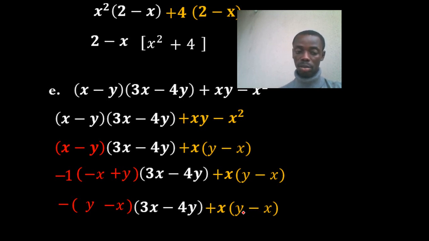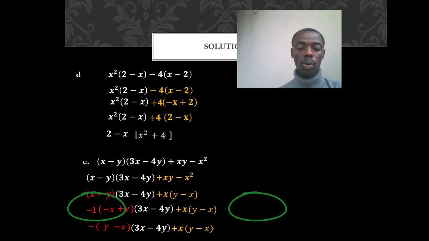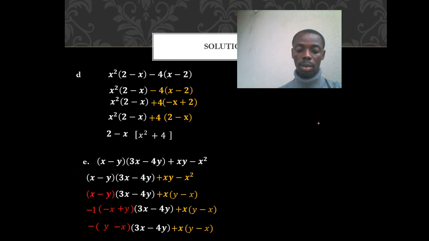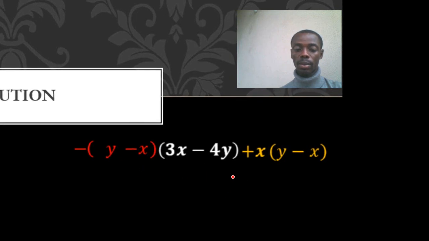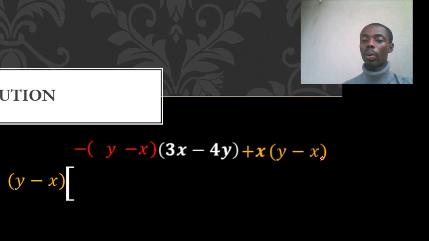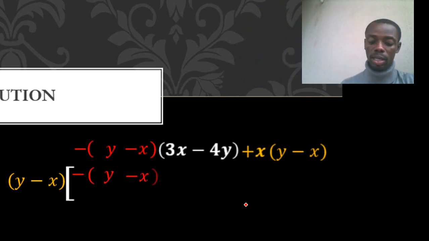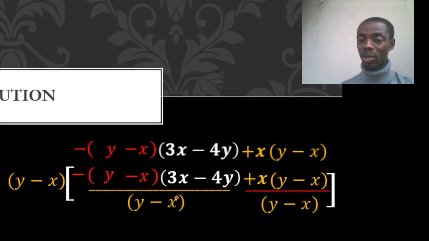I have already a common factor, y minus x here and y minus x here. So let me bring this work up here and see how we can continue. If y minus x is now a common factor, I'm bringing it out in gold. y minus x is here, y minus x is also here. So let me bring out a square bracket and divide all I'm having here by y minus x. I just believe you understand what I'm doing. This term divided by y minus x, and this term also divided by y minus x.